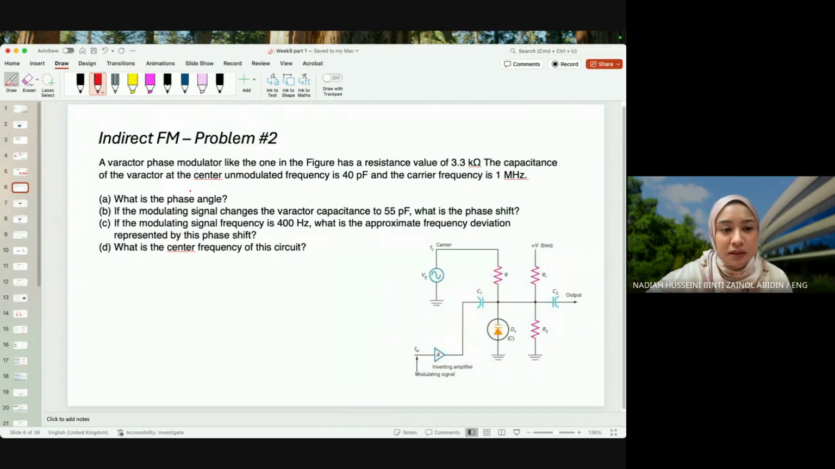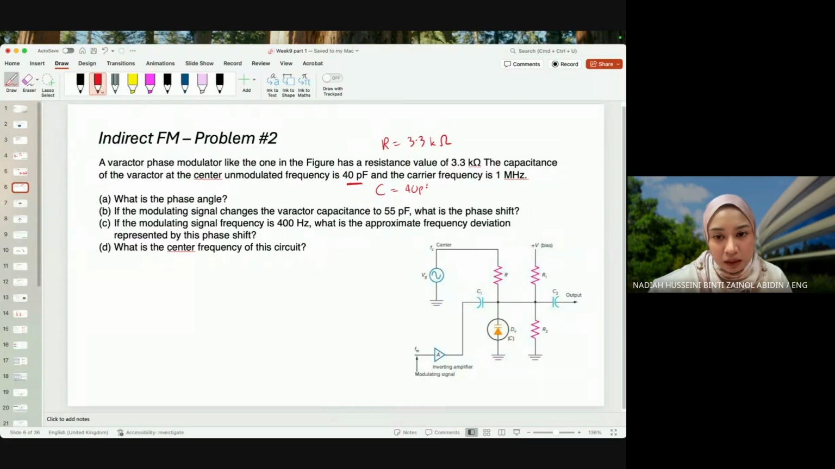So the next problem is a varactor phase modulator like the one in the figure, this guy, has a resistance value of 3.3 kilo ohms. So this is what we have. Okay, I found this on the web. Check it out. Sorry, my Siri is responding. The capacitance of the varactor at the center unmodulated frequency is 40 picofarad. So this is our C.